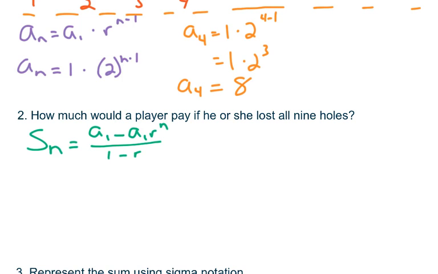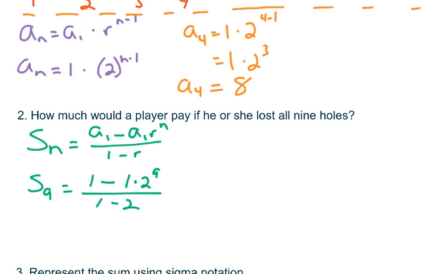This time we're looking for all 9 terms. We're looking for the sum of all 9 terms, so we can say s sub 9, the sum of the first 9 terms, is equal to the first term, which is the first hole, which is worth $1, minus $1 times the common ratio of 2 to the n power, n is 9, all over 1 minus 2.